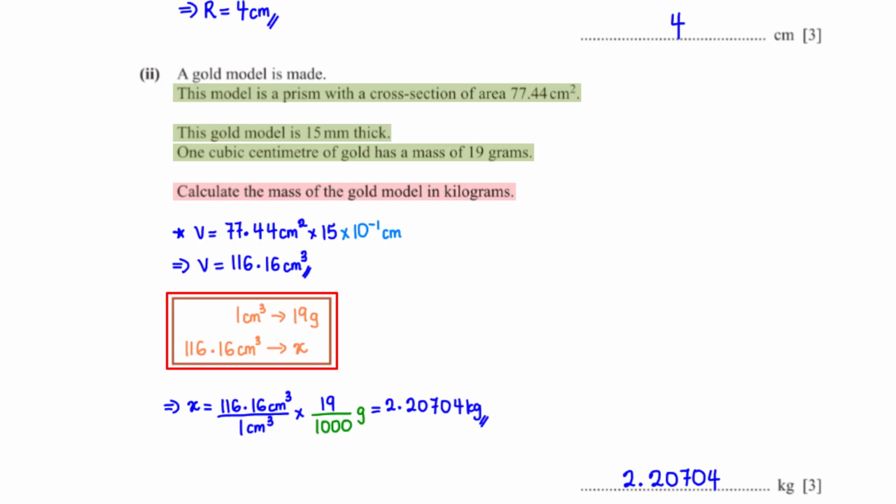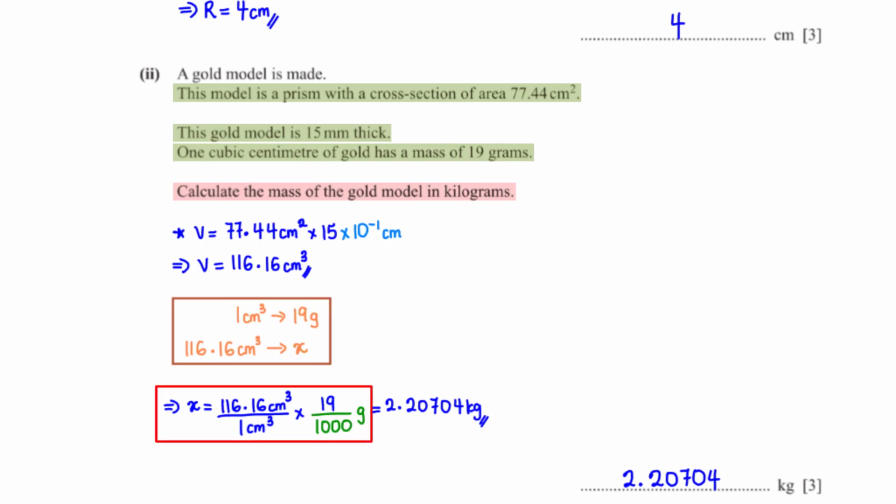If 1 centimeter cubed of the golden prism is 19 grams, then what will be the mass of the prism, which has a volume of 116.16 centimeters cubed? This is what we are calling x. When we cross multiply and make x the subject, this is what we get. We convert 19 grams to kilograms by dividing 19 by 1000. When we type this into the calculator, we get 2.20704 kilograms.